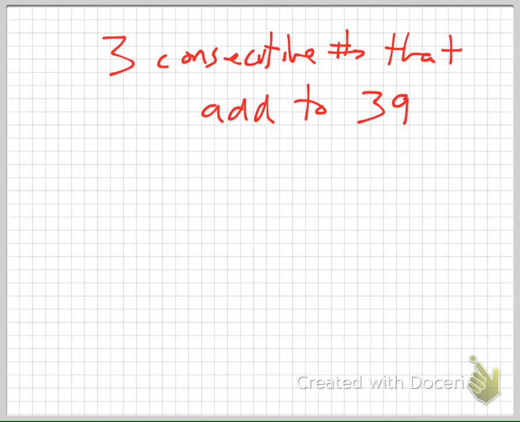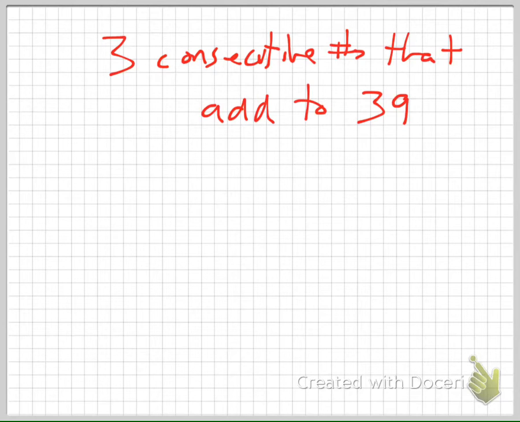What does consecutive mean? It means in order, right? Consecutive means in order. Like these pages in this book are consecutive because this is page 93, the next page is 94, the next page is 95, right? That means consecutive, in order. So 3 consecutive numbers, numbers that are in order, that add to 39, or I could say that have a sum of 39. This is how you figure this out.